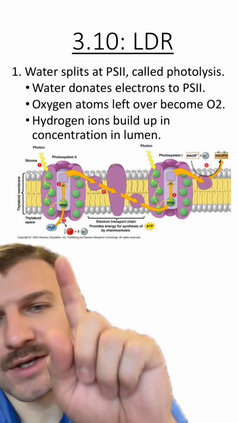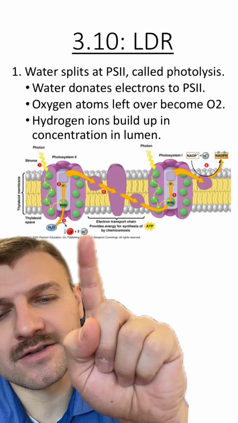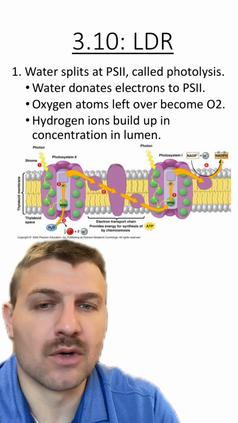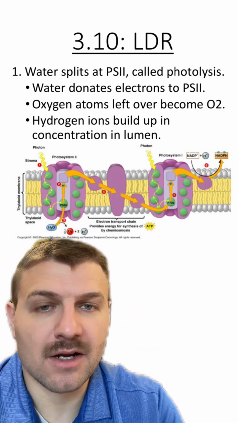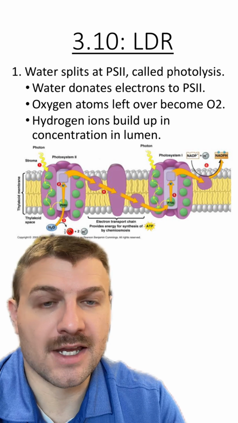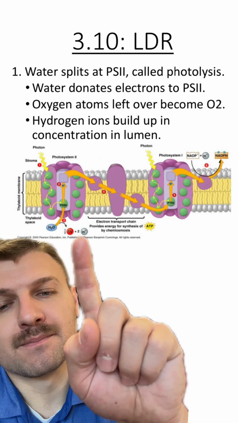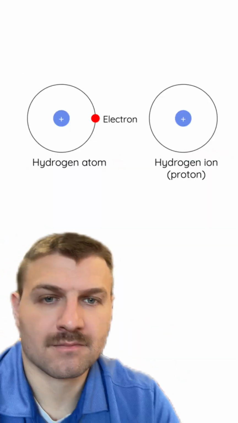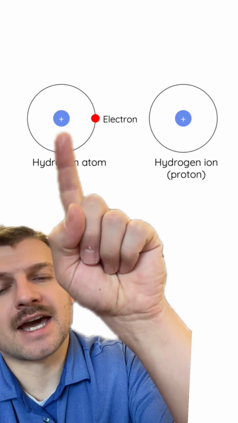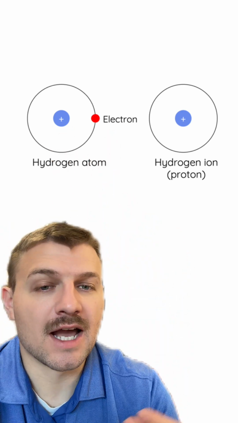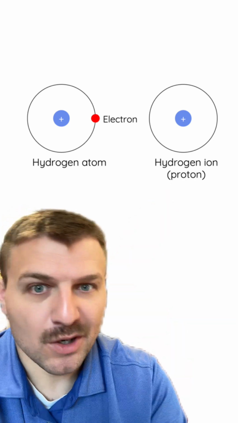So again, water is going to split, and you can see that occurring down here. It's going to split into oxygen and hydrogen ions. What it's going to do is donate electrons to this photosystem. The oxygen atoms that break away are going to form the oxygen that we breathe in. This is the byproduct of the light-dependent reactions. We're going to talk about the importance of these hydrogen ions later. If you're confused about what a hydrogen ion is, remember that a hydrogen atom basically just has a proton and an electron. And when it becomes an ion, it's going to lose that electron. So it's just going to be basically a proton.